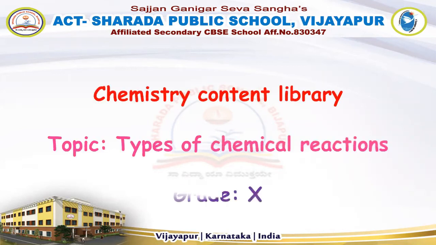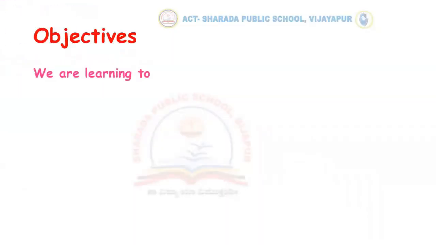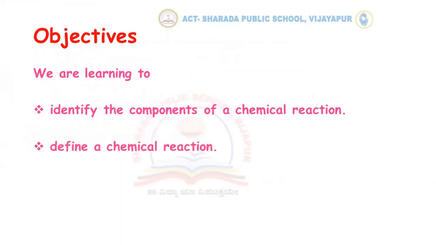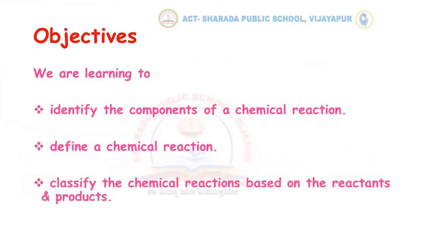In this video, let us revise the types of chemical reactions with the help of a mind map. Here are the learning objectives. We are learning to identify the components of a chemical reaction, define a chemical reaction, and classify the chemical reactions based on the reactants and products.